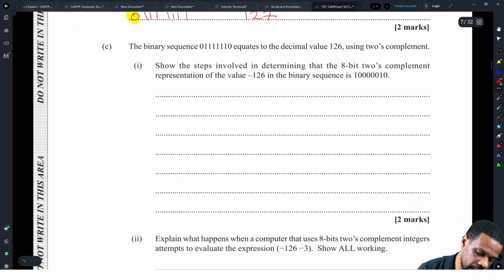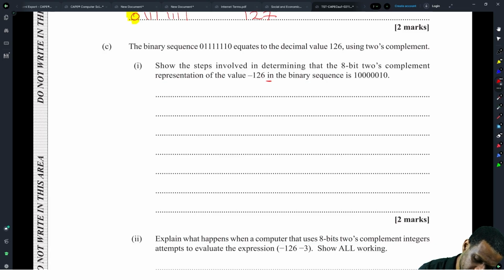Alright, the binary sequence equates to the decimal value 126 using 2's complement. Show the steps involved in determining the 8-bit 2's complement representation of the value -126. In the binary sequence? I mean, if the binary sequence? I don't know, what do you mean, man? Show the steps involved in determining the 8-bit 2's complement representation of the value 126 in the binary sequence.